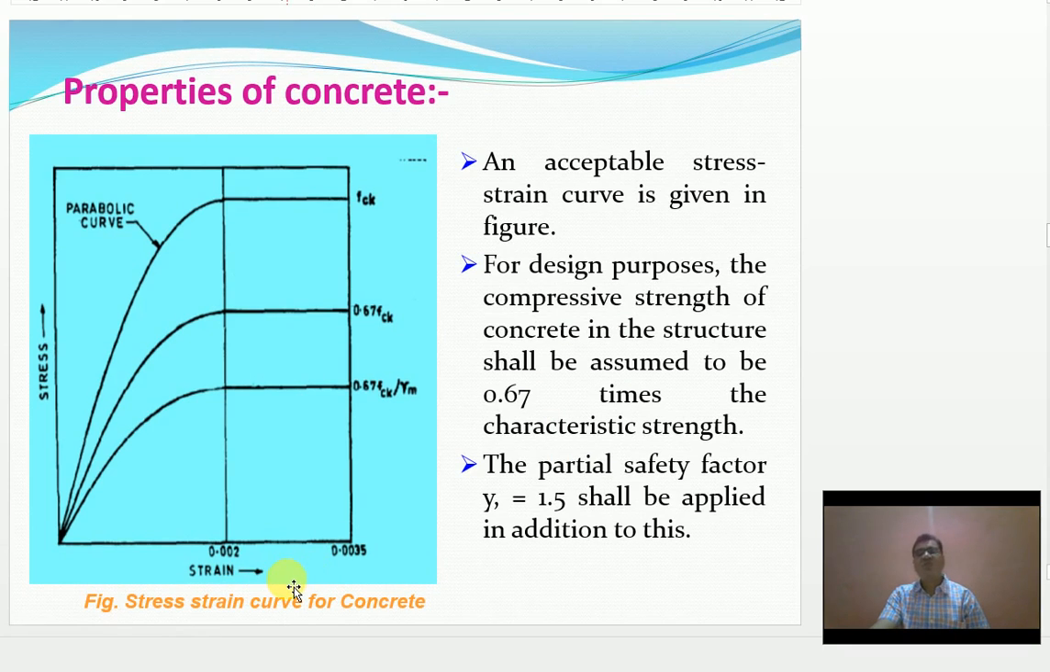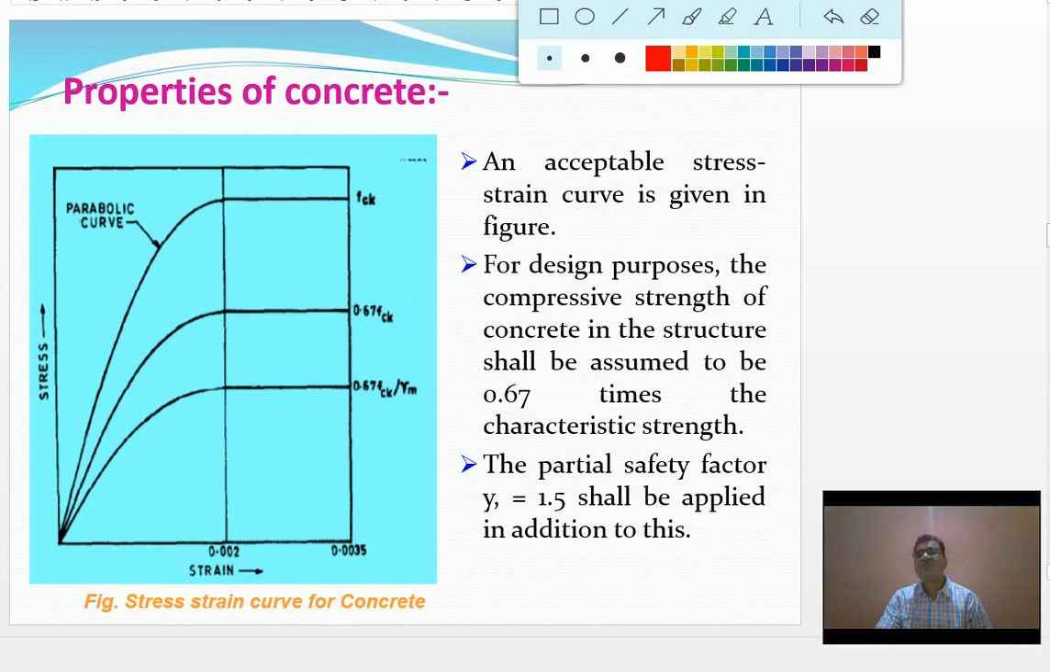Now we'll move to the next part, that is properties of concrete. Here in this diagram, three different curves are given. So what are these three different curves? That we'll see one by one. Let me consider this first curve.